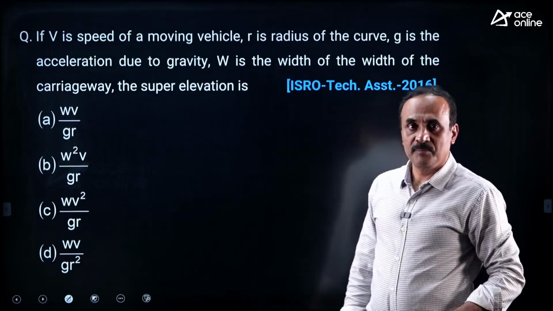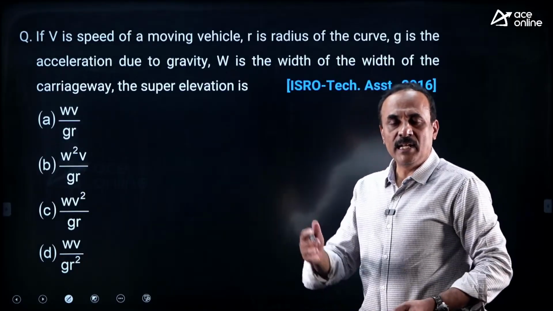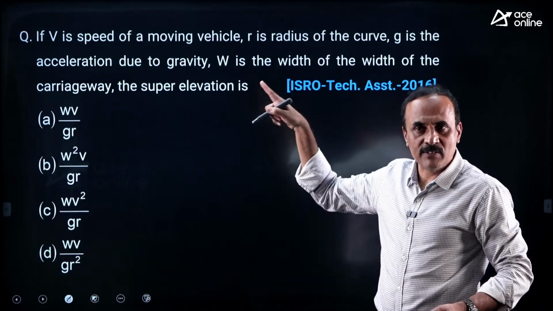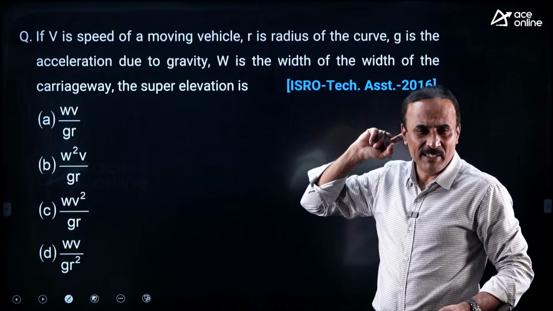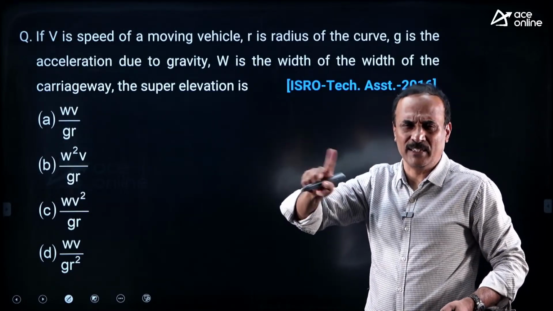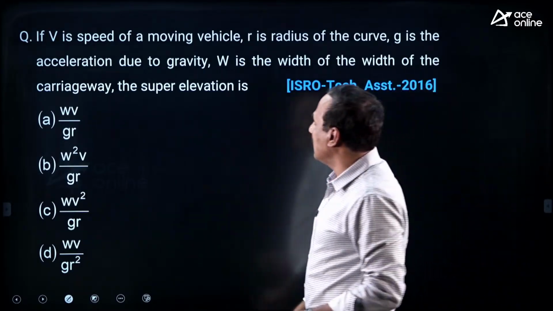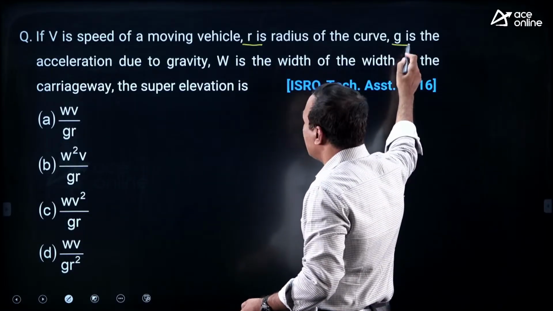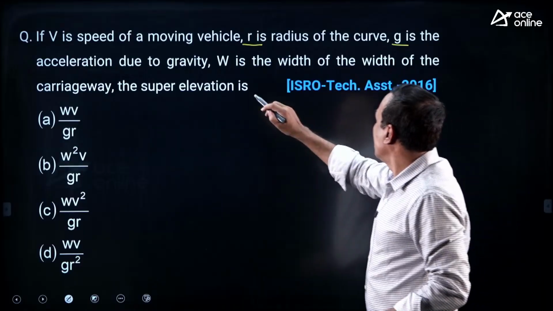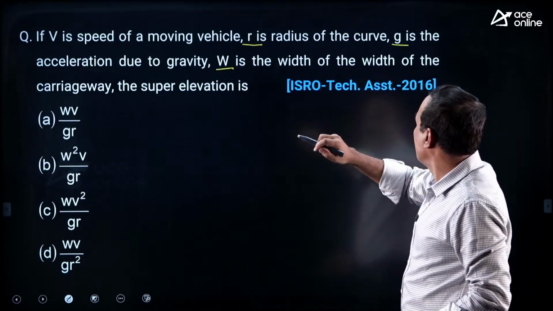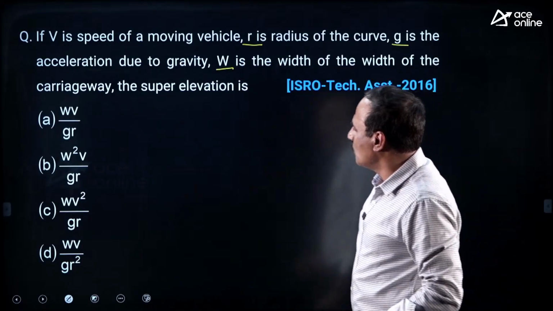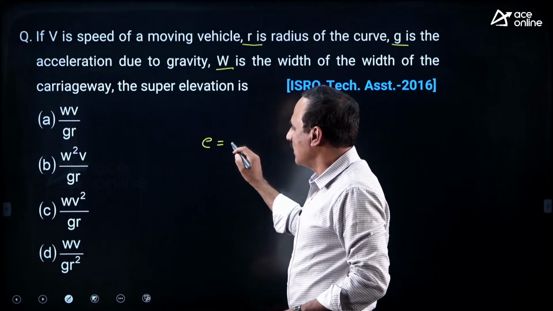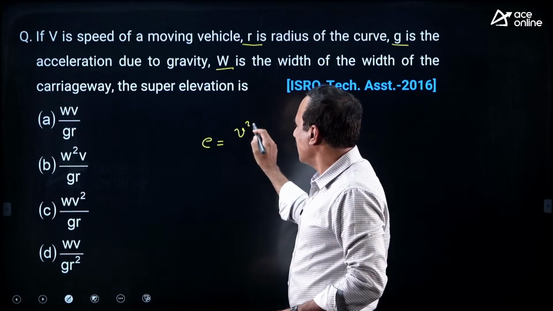See this question. Generally in ISRO exam, all theoretical questions like this you need to answer within stipulated time. If it is a critical numerical, you can just think over. V is the design speed and R is the radius, G is the acceleration due to gravity, W is the width of the carriageway, the super elevation is given by. So, super elevation is given by V square by GR.